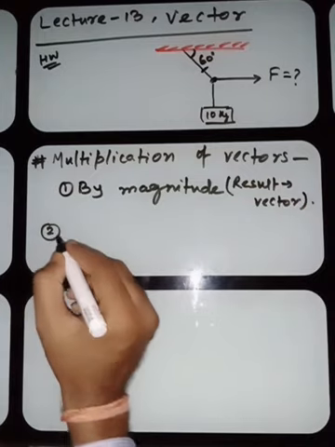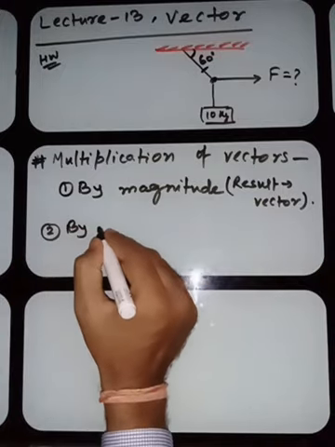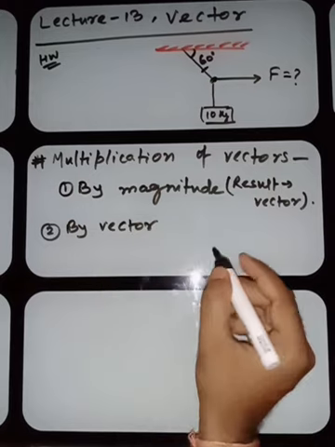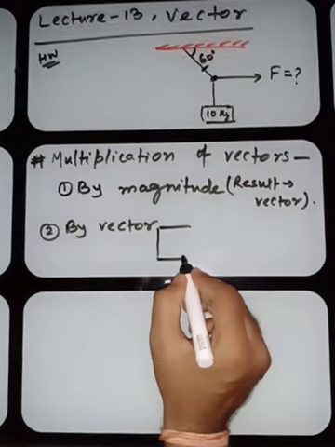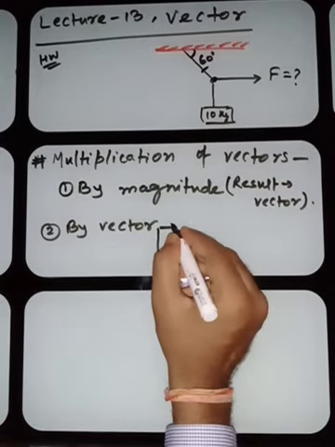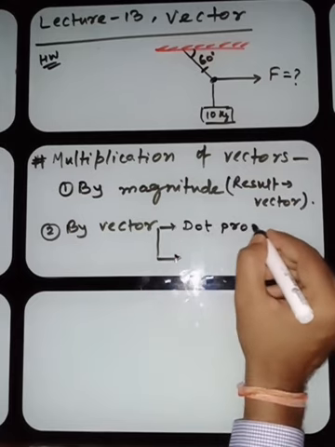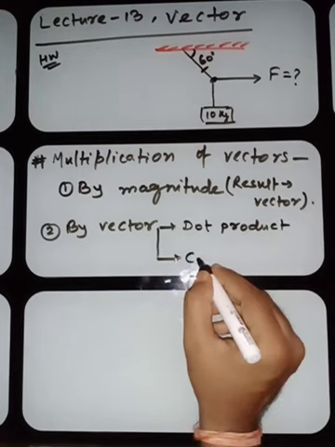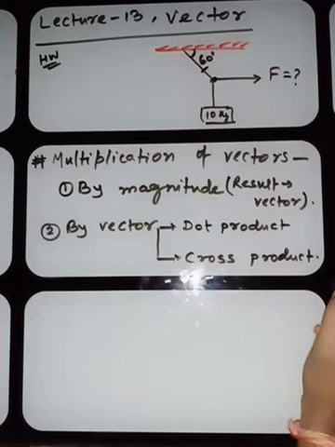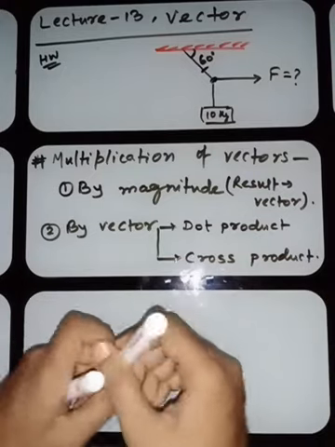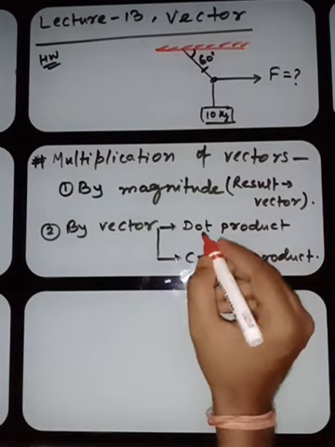The second is multiplying any vector by a vector. These are the two kinds. One is called the dot product, and the second one is called the cross product. The dot product will give you the result as a scalar.